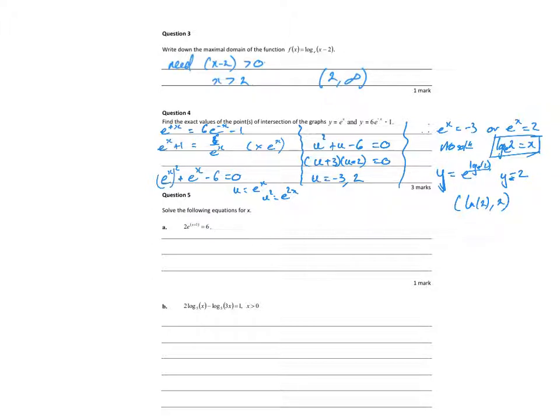Solve the following for x. Divide by 2 first, e to the x plus 1 equals 3. So now I've got the log of the exponential on the left. Log base e of 3 is equal to x plus 1. x is equal to the natural log of 3 minus 1. All right. What about the next one?